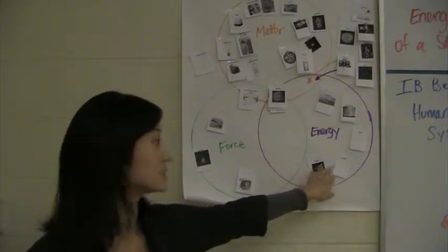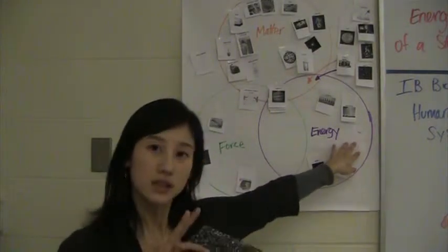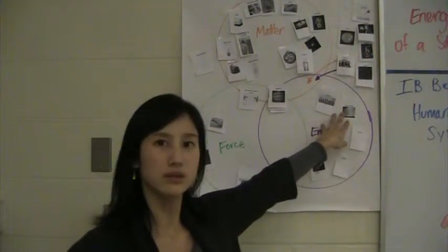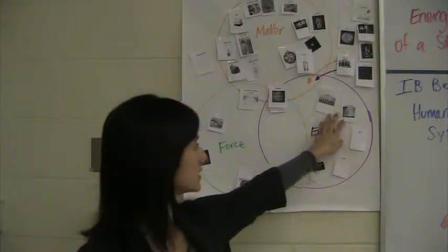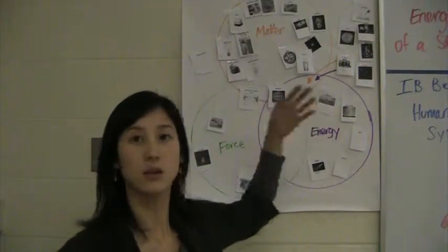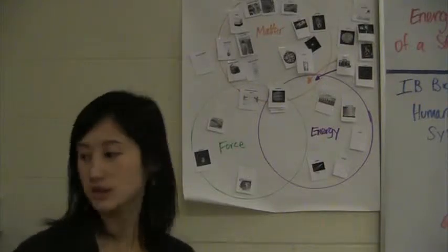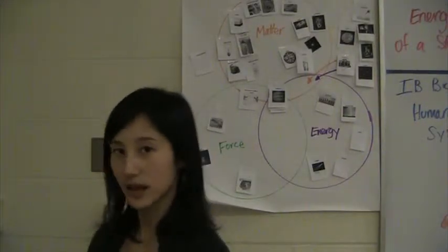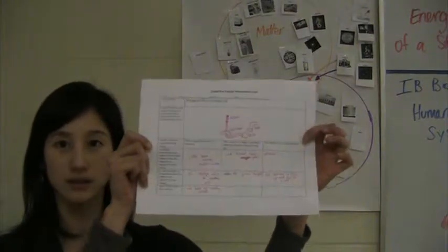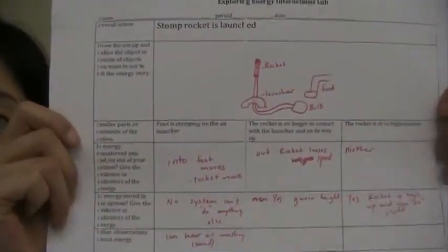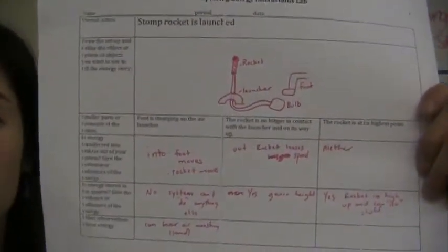If you see light, if you hear sound, if you feel heat with your hands, if you somehow can sense the electricity, or you see motion, then you're probably seeing that you have energy in that system. So in your lab, you're going to get a sheet that looks like this. Okay. And notice I filled this one out for the stomp rocket.